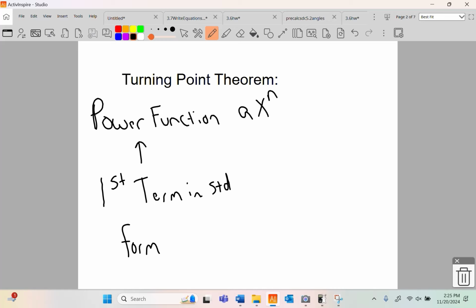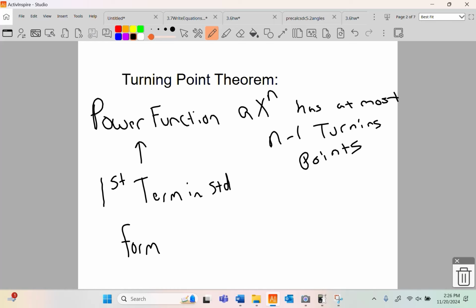All right, so first term in standard form. So the power function ax to the n has at most n minus 1 turning points. That's the most it can have. It's the absolute most it can have.